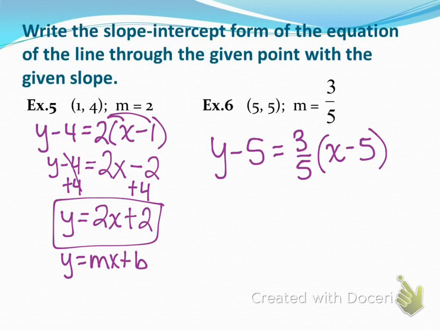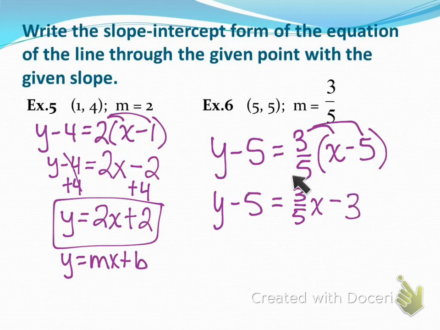Step 2 is to distribute. Y minus 5 equals 3/5 x minus, does anybody know what 3/5 times 5 is, Jaquan? 3. The 5's basically cancel each other out. We're just left with 3. My last step is to get y by itself. Who can tell me how to do that?